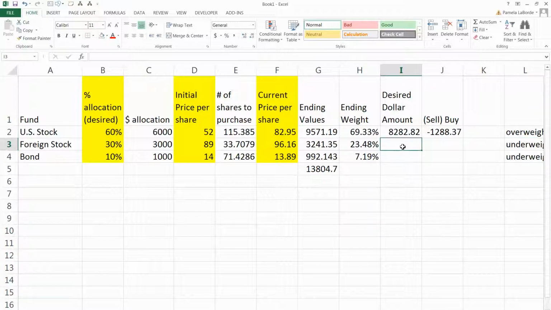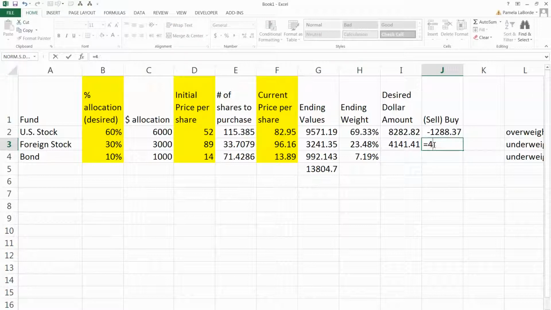For the foreign stock fund, I want to have just 30% of my portfolio in that, so 0.3. Multiply that by the total value right now of my portfolio of 13,804.7. That's how much I want to have in it. This is how much I do have in it. So take what I want to have in it, subtract what I do have in it of the 3241.35.